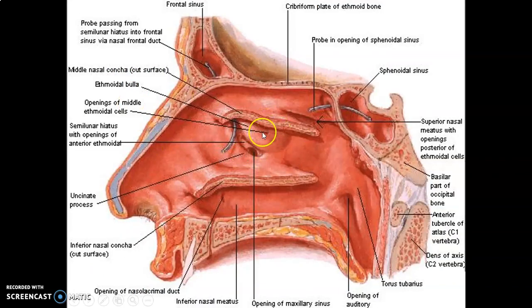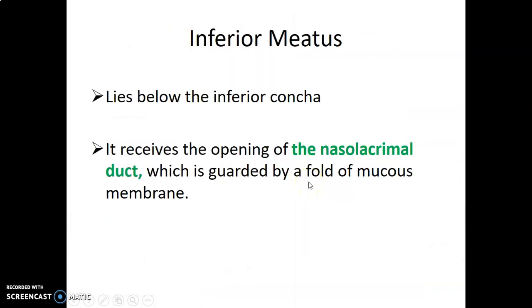So this is the middle meatus here below the middle concha. So the middle concha has been resected for you to see the middle meatus, and this portion here is the hiatus semilunaris. So you can appreciate the opening of maxillary sinus here. Then that's the ethmoidal bulla, which is also referred to as the middle ethmoid sinus. The inferior meatus lies below the inferior concha.